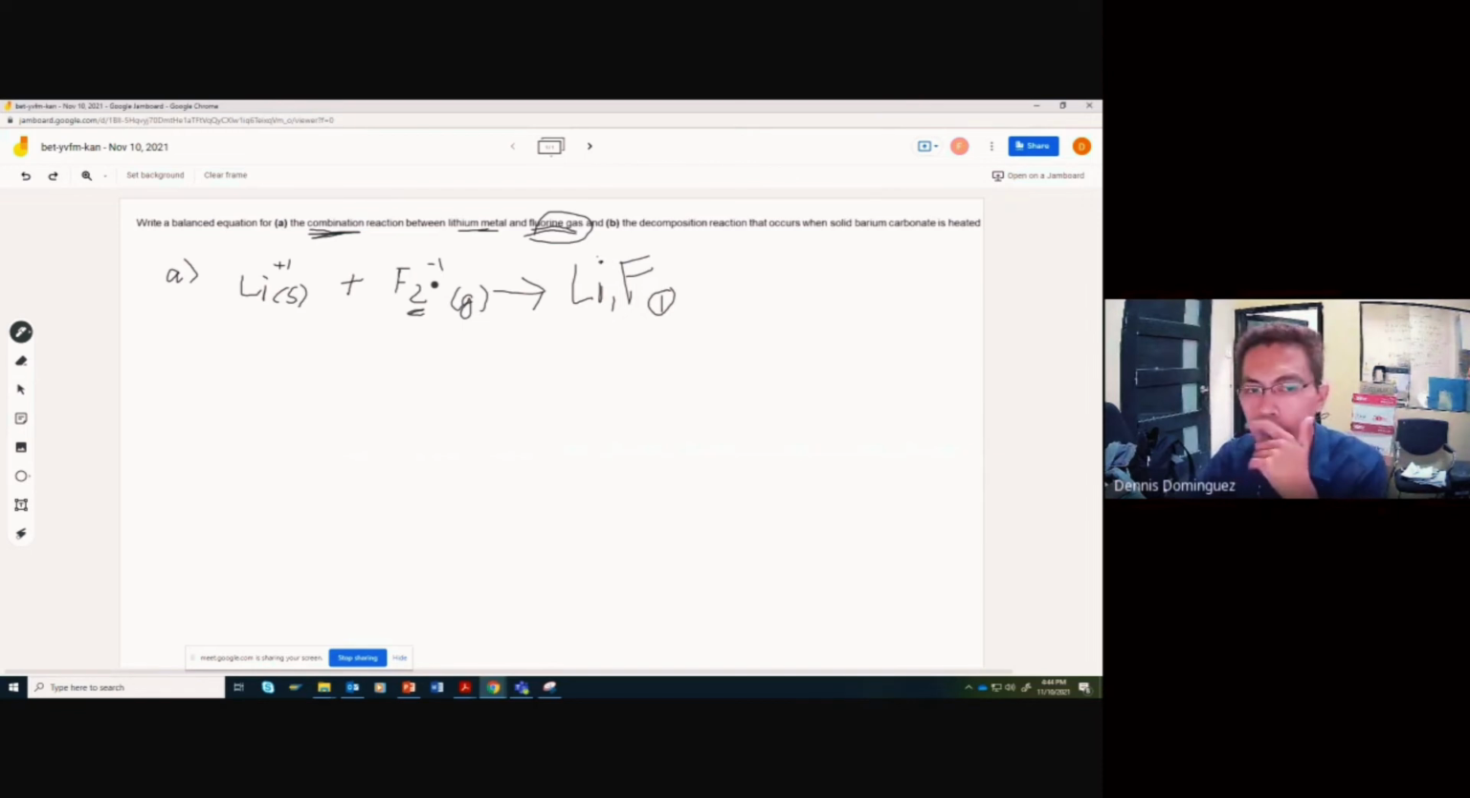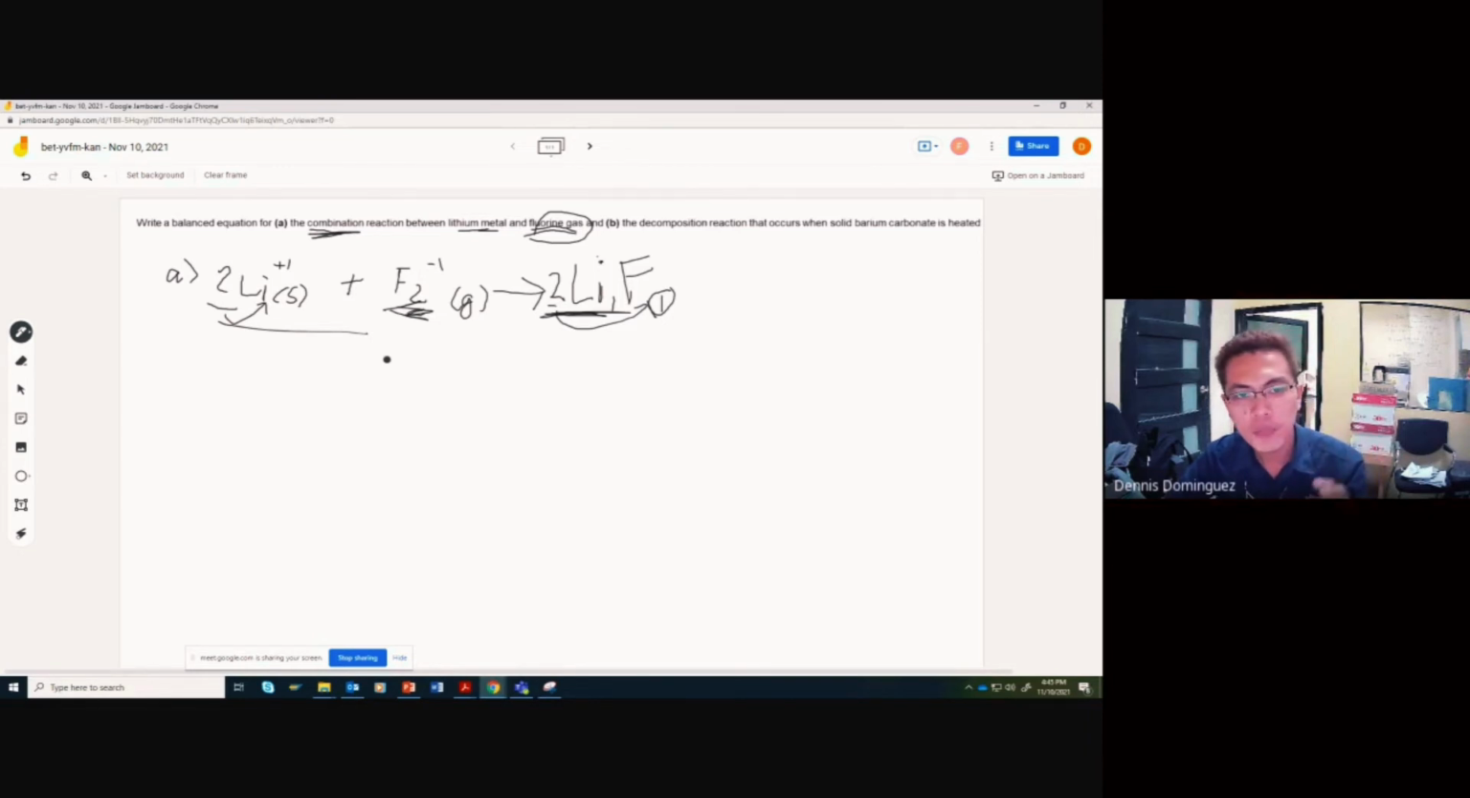So is it balanced? Not yet. First, look at the right side. How many fluorines are there? 2. Correct. So balance your fluorine first. Now, since you changed the fluorine, your lithium is affected. So what will you do to the lithium on the left side? Multiply by 2. Correct. So this is 2 times 1. You have 2 lithium atoms on the left side, equal to the 2 lithium atoms in the product, and your fluorine is 2 on the left side and 2 on the right side. So that's the balanced chemical equation for this reaction.